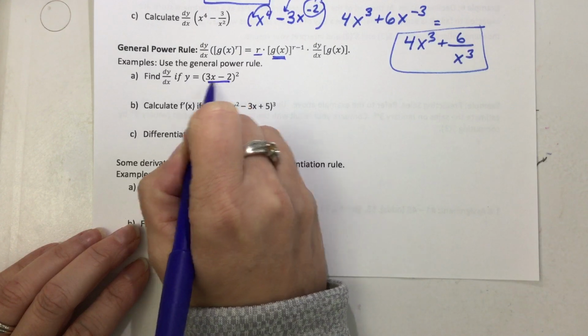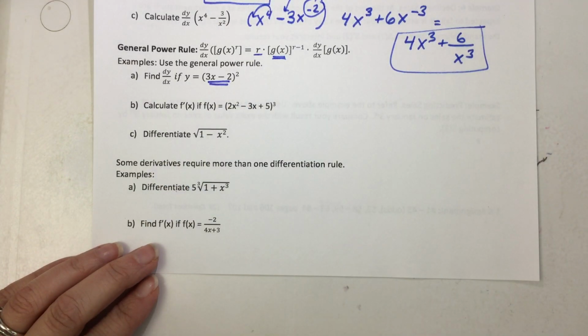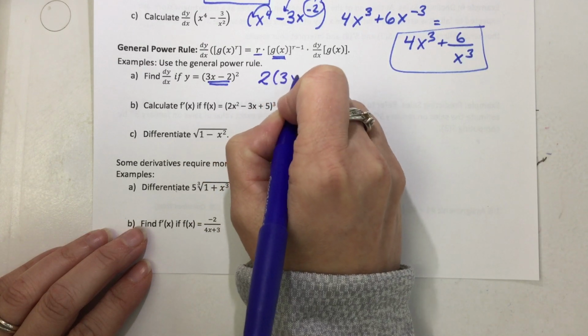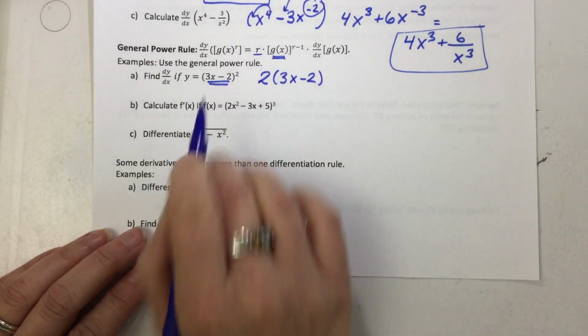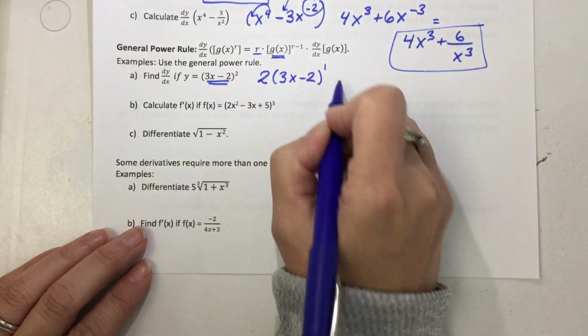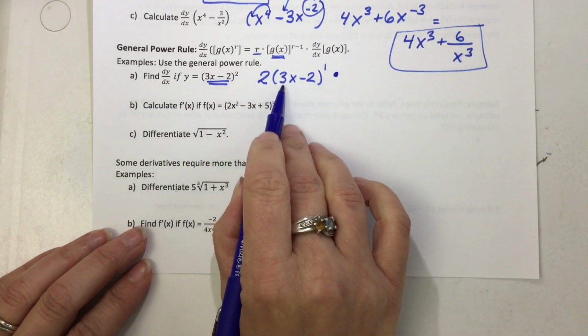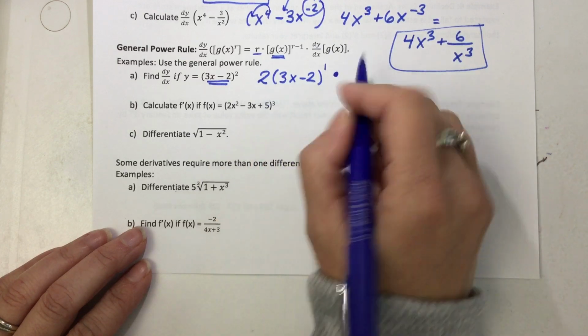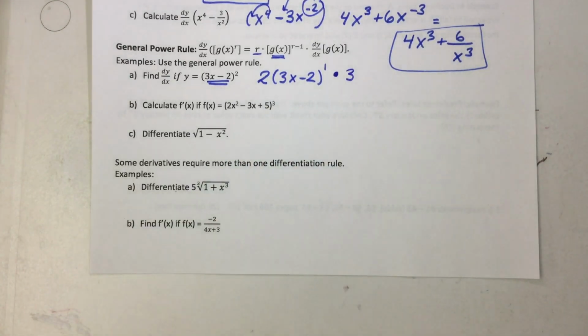This 2 goes to the group 3x minus 2. So the 2 comes out front. You keep the group the same. Reduce the exponent, so now it's a 1, times, now you find the derivative of the inside. Well, this is a linear term, so the derivative of the inside is a 3.